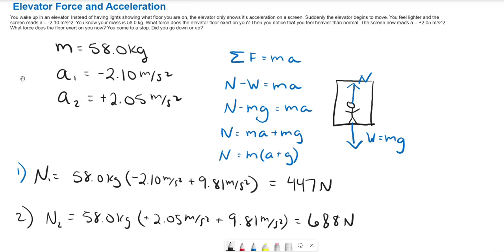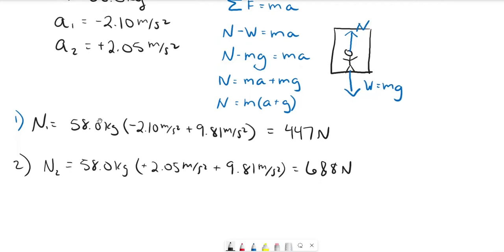Now we have to figure out if we went up or down. There are a couple of things we can think about here. First of all, let's just find the weight of this person, and that way we can compare it to our normal force. Weight equals mg. Now this isn't exactly necessary. You could just look at these numbers and possibly tell if you're going up or down, but we're going to go into some details just so that it's really clear about why the answer is what it is.